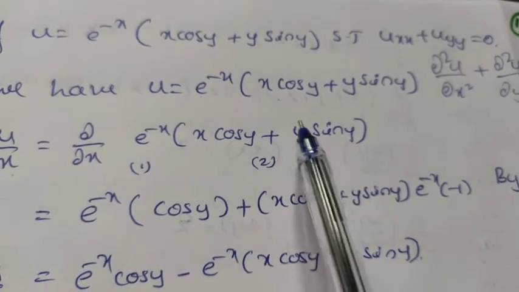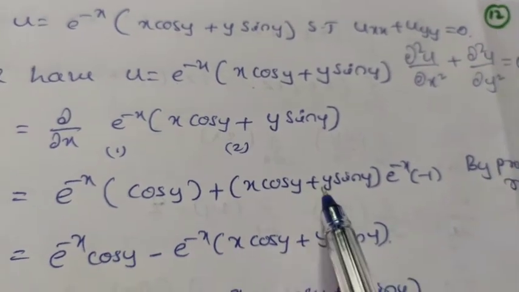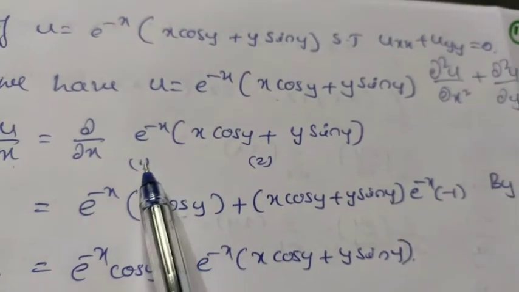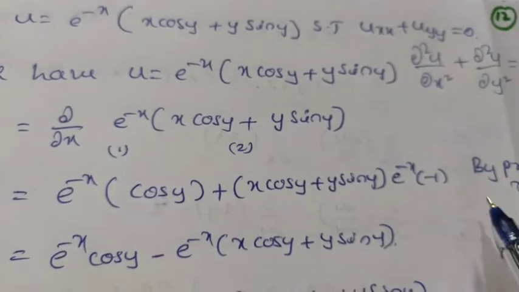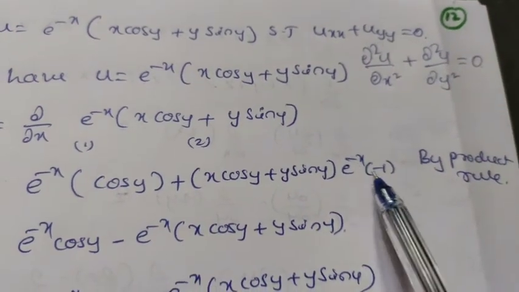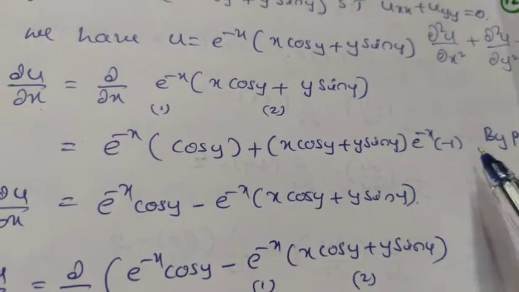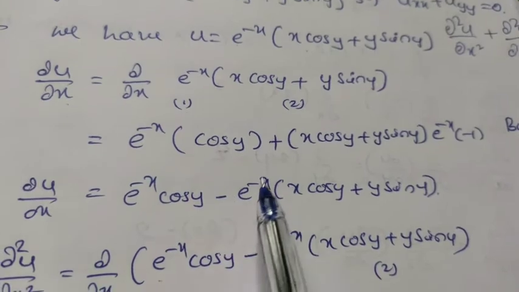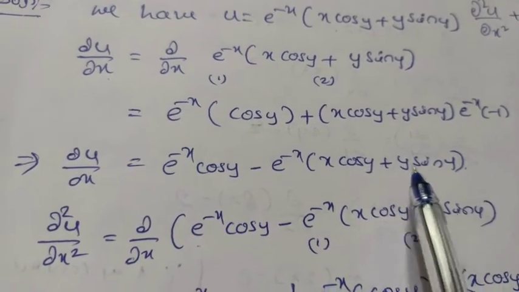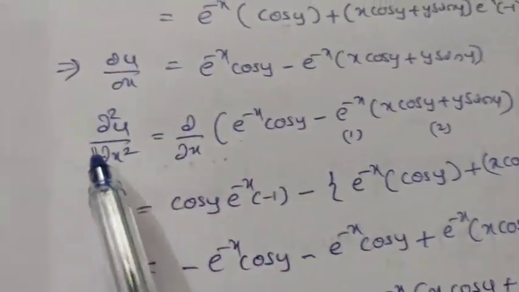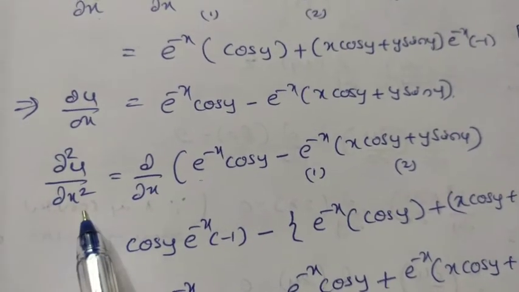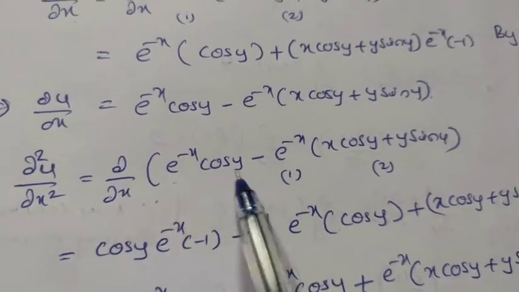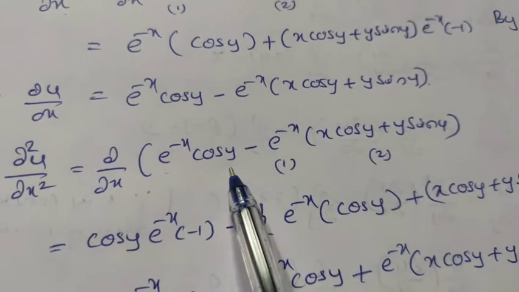Then plus the second function as it is, x cos y plus y sin y, times the derivative of e raised to minus x, which is e raised to minus x into minus 1. So that gives e raised to minus x cos y minus e raised to minus x (x cos y plus y sin y). Let us differentiate this once again. ∂²u/∂x² is equal to ∂/∂x of ∂u/∂x.